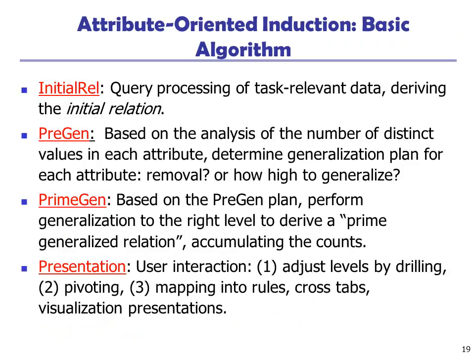The attribute-oriented induction algorithm mainly has four parts to it. The first one is basically getting the initial relation out. Then the second part is deciding whether a given attribute should be removed or retained. Then the third task is to perform the actual generalization, and the fourth task is to present the data that you have found to the user. The presentation is the fourth task.